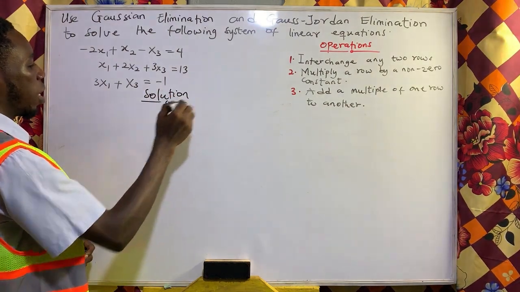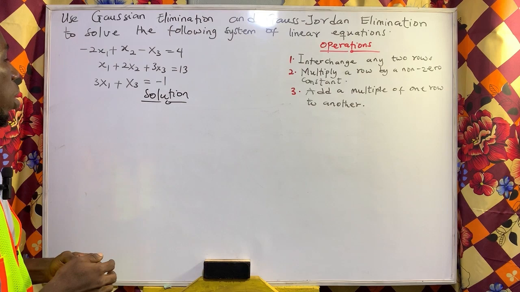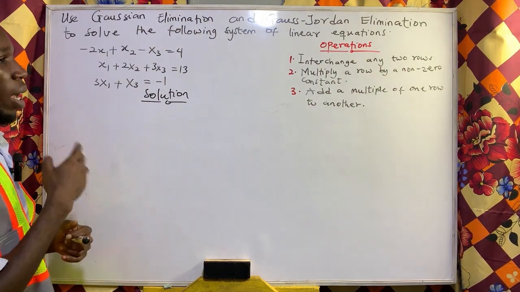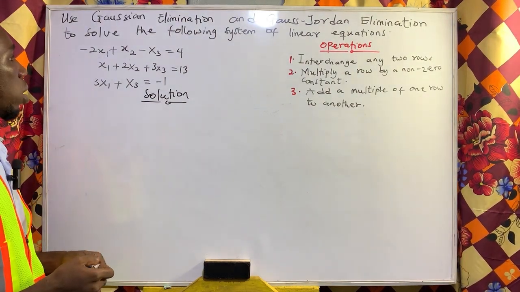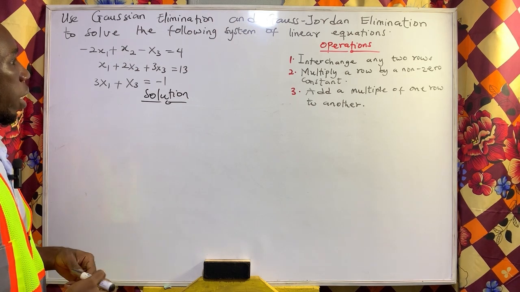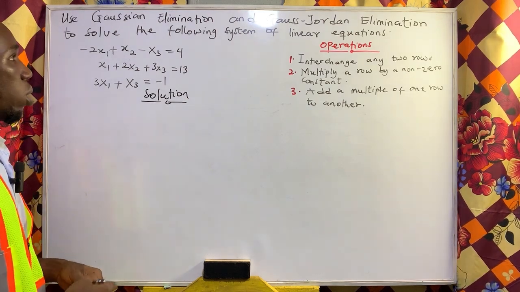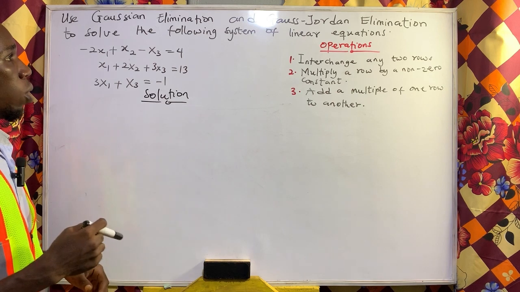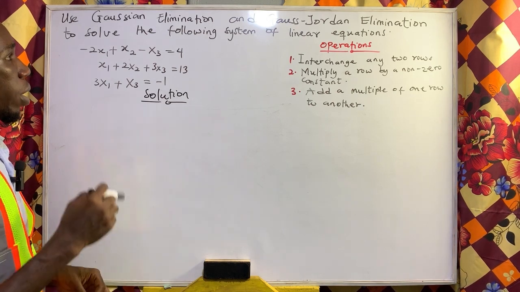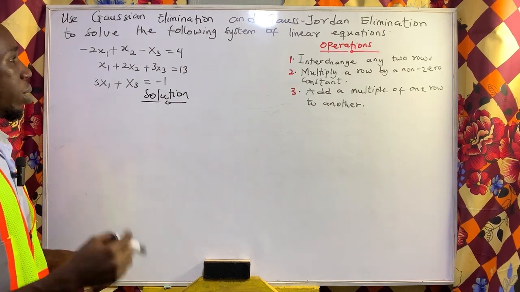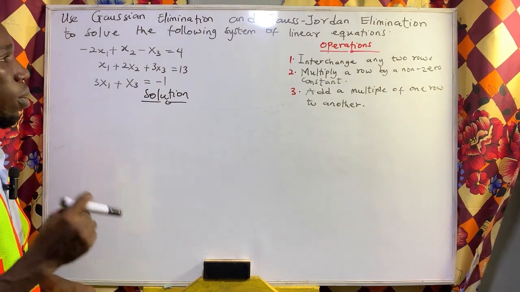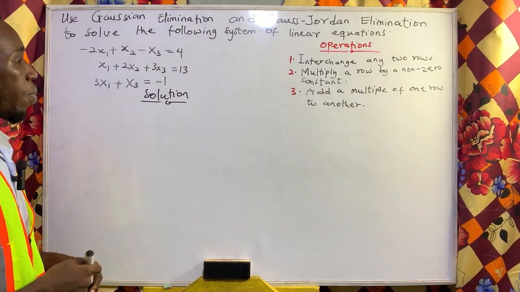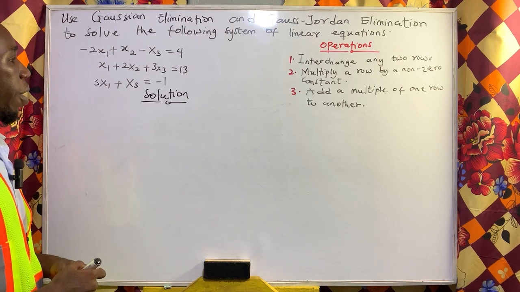For the Gaussian elimination approach, you are going to reduce the equations towards a row echelon form. Then we use back substitution to solve it. And for the Gauss-Jordan elimination, you're going to reduce the system of equations to reduced row echelon form. Then we solve for the unknown variables.